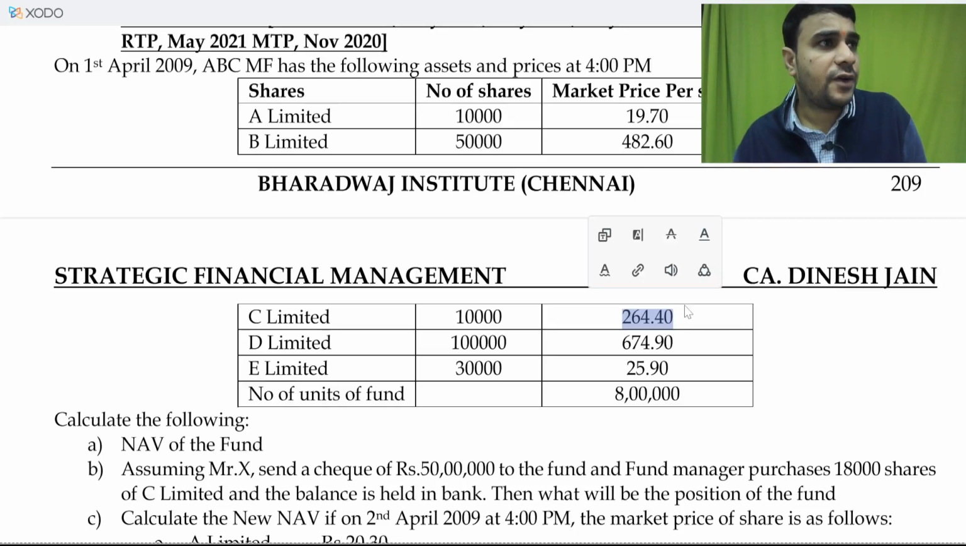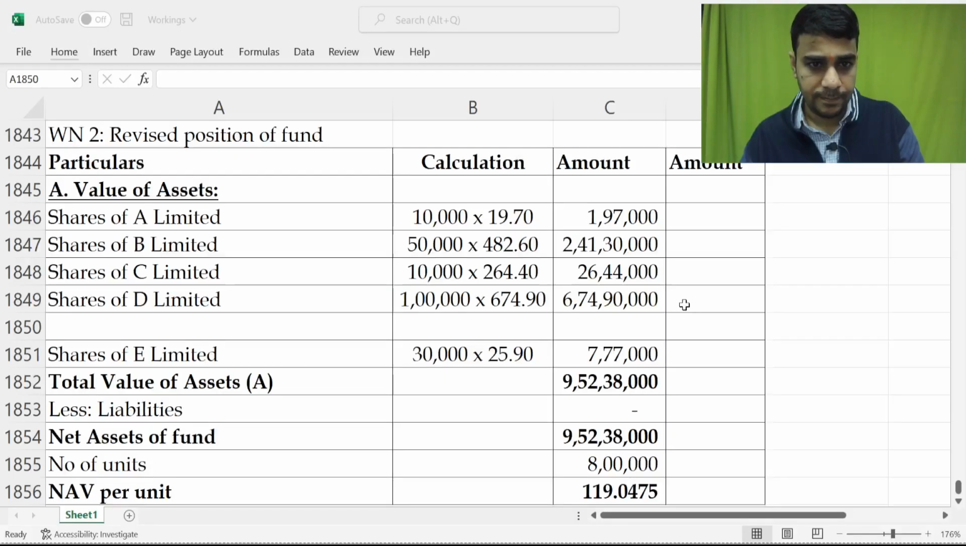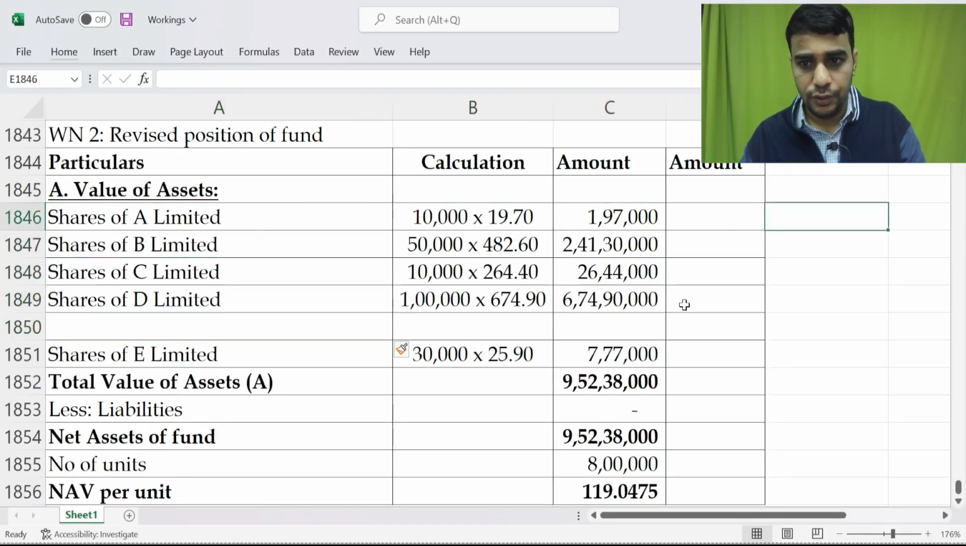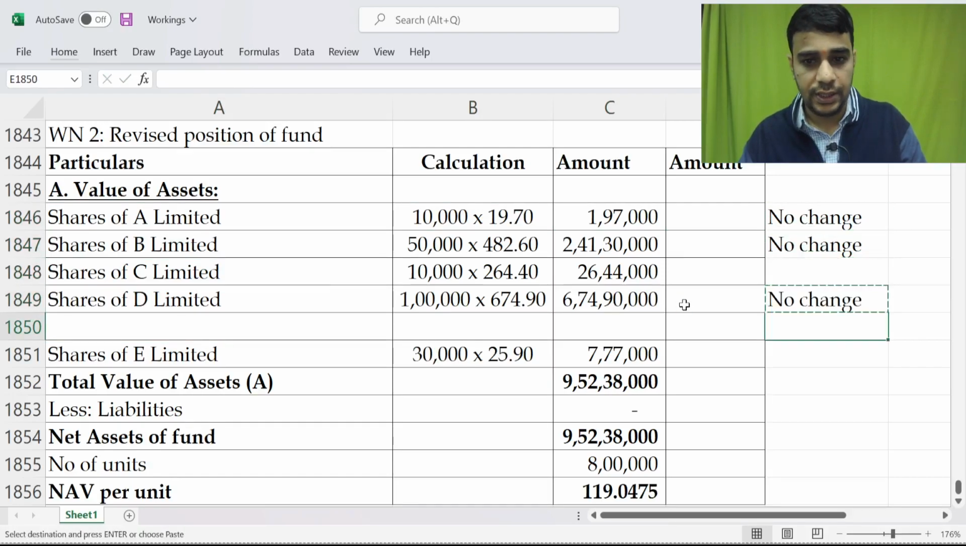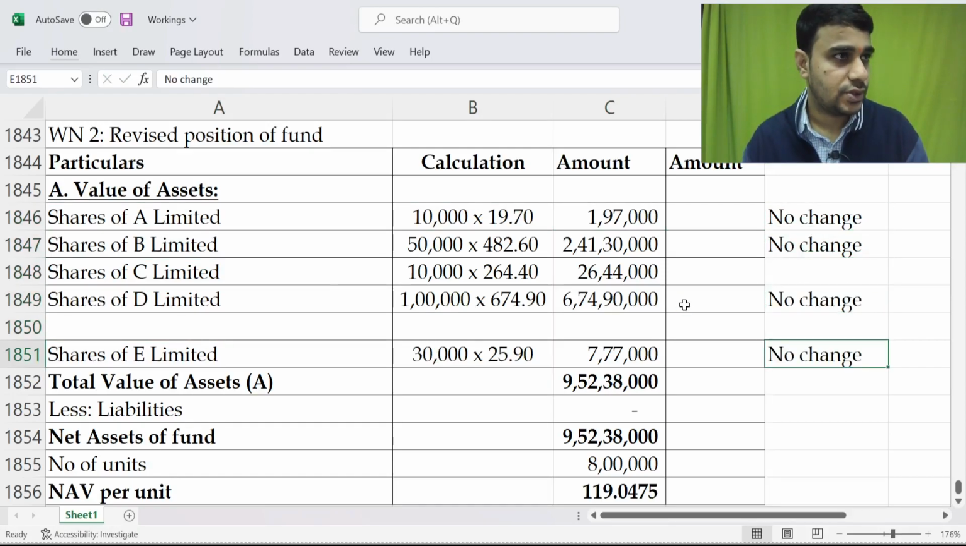If it has come after 4 p.m., then there's no possibility for me to buy the shares on that day because the trading would get closed. But now what we are going to do in this question: no change on A Limited, no change on B, no change on D, no change on E Limited. Nothing is going to change.